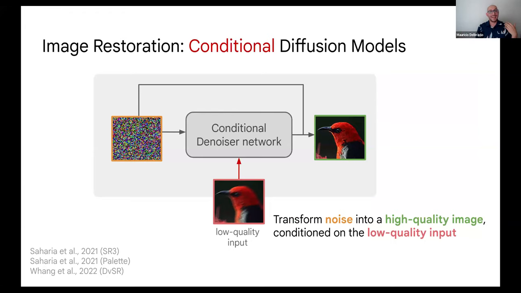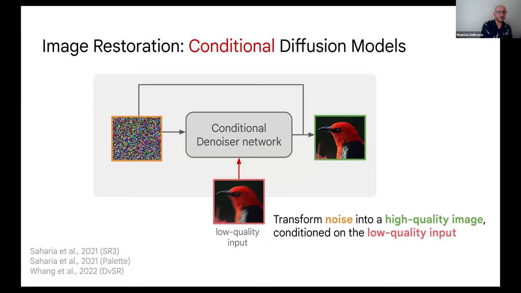These models can actually be used to do image restoration. So how is it done? Well, the goal is to transform noise into a high quality image conditioned on the low quality input. So instead of doing unconditioned generation, the idea is to do conditioned generation. So we start from pure noise and the low quality image, and then we refine the noise till we get a high quality sample that is paired to the low quality input.